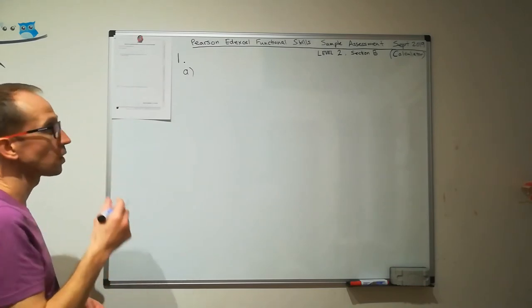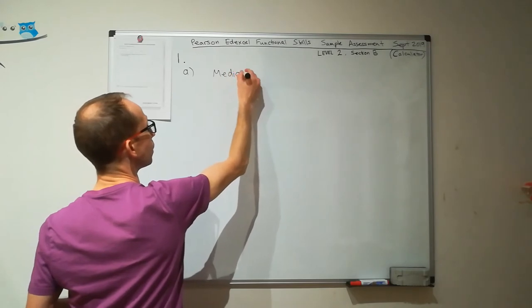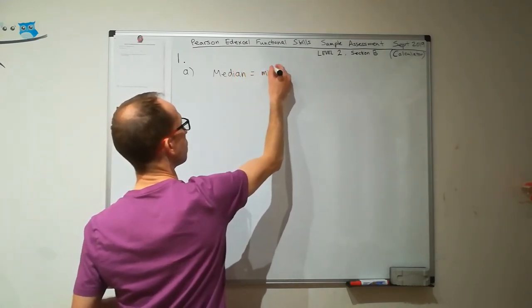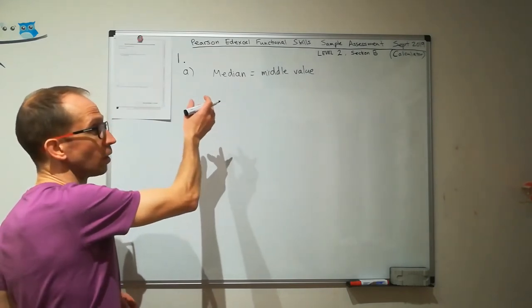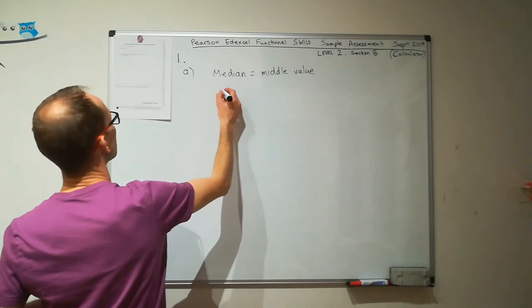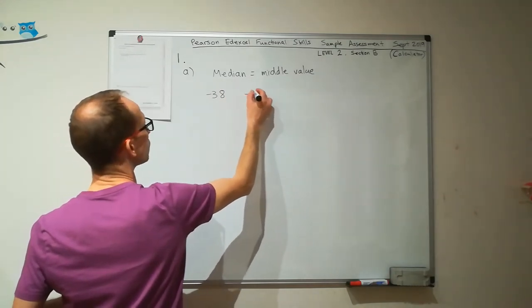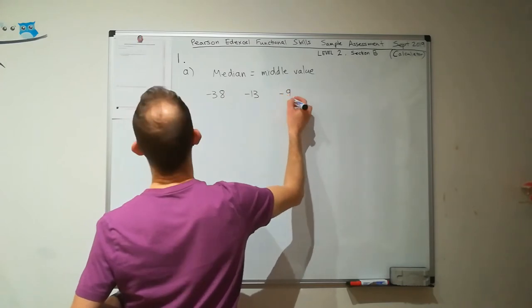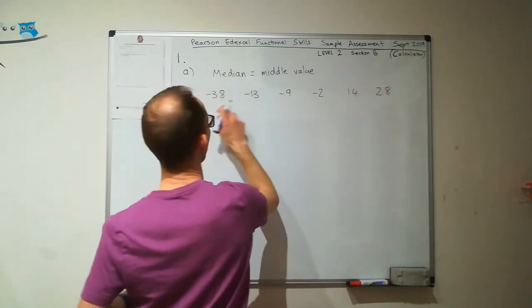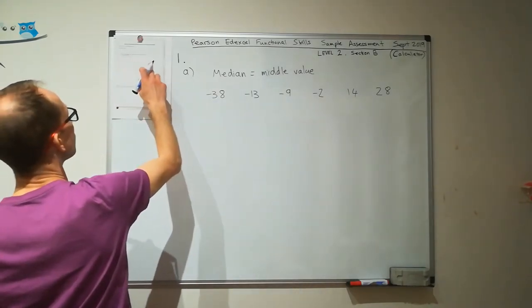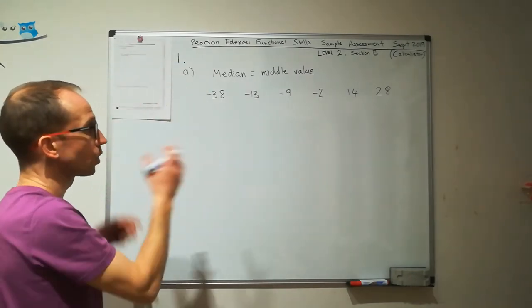for data set B. So when you've got the median to work out, you need to remember that median is the middle value. Now to find the middle value, you need to have the values in order. So let's list them out with the smallest first: minus 38, minus 13, minus 9, minus 2, 14, and 28. Now 1, 2, 3, 4, 5, 6, and 1, 2, 3, 4, 5, 6. It's always good to write them out and count them here and on the sheet, so you can make sure you haven't missed any out.